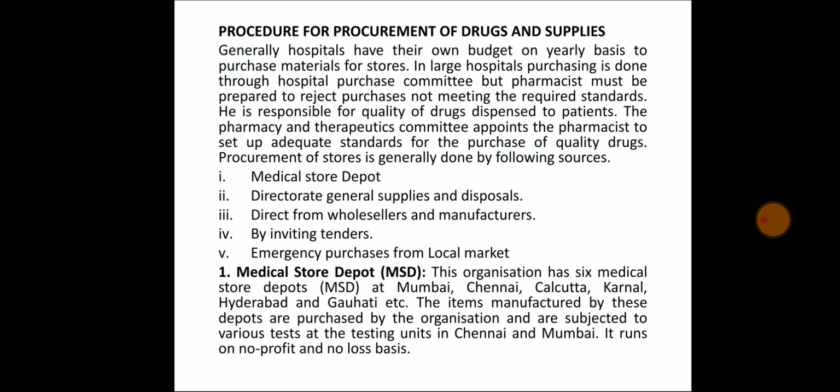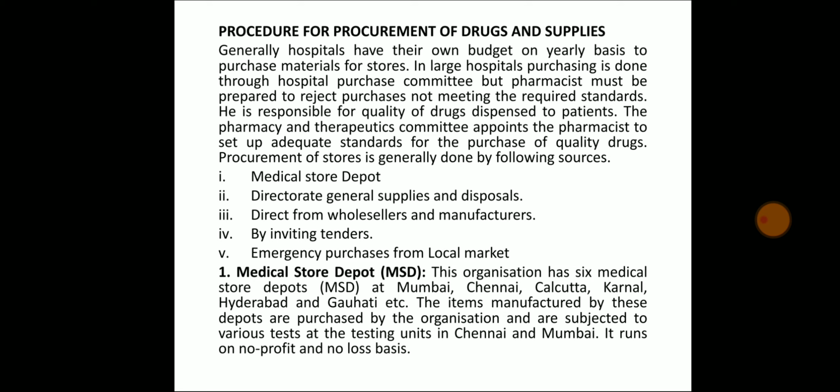Procurement of stores is generally done from the following sources. First is the medical store department. Second is the Directorate General Supplies and Disposals. Third is direct from wholesalers and manufacturers. Fourth, by inviting tenders. Fifth is emergency purchases from the local market.